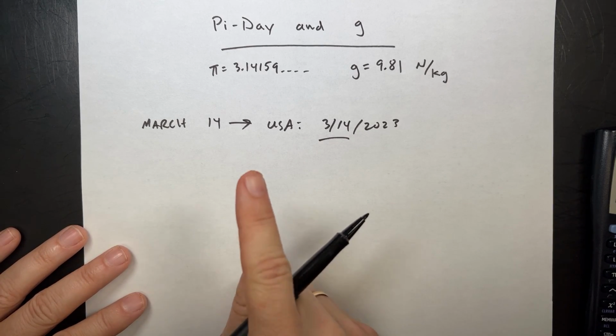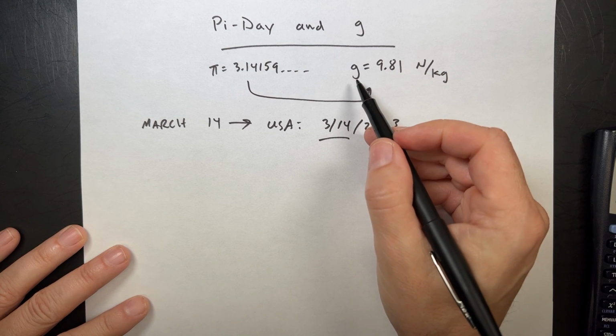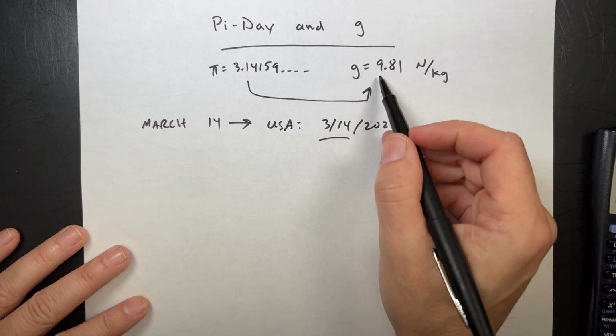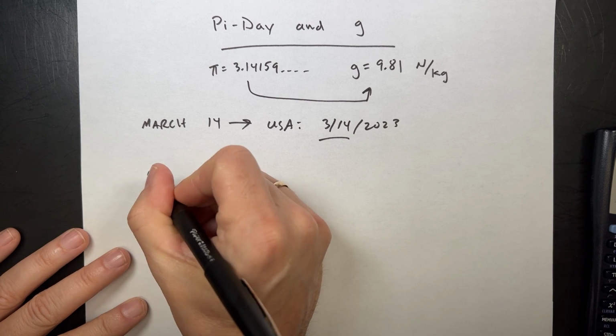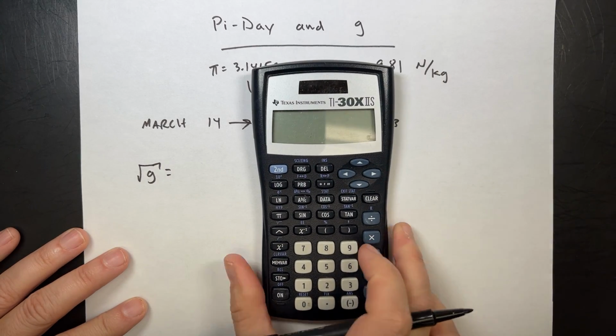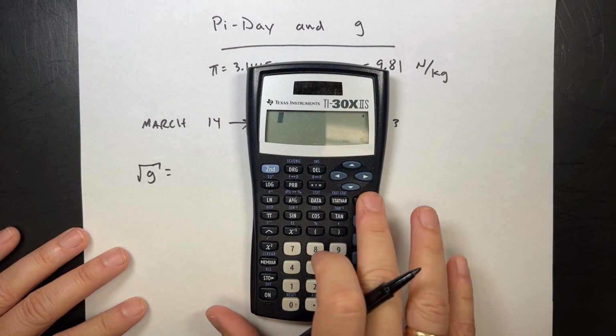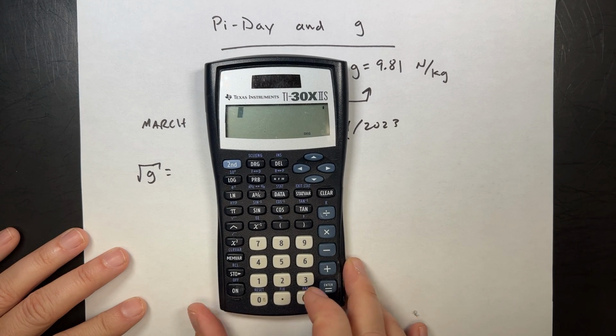But did you know the connection between pi and g? So g is the gravitational field on the surface of the Earth, 9.8. So let's take this. The square root of g equals. So let's do that with the calculator right here. So I'm going to use 9.81 for g, although there's no great number. Let's see, put it right here so you can see.